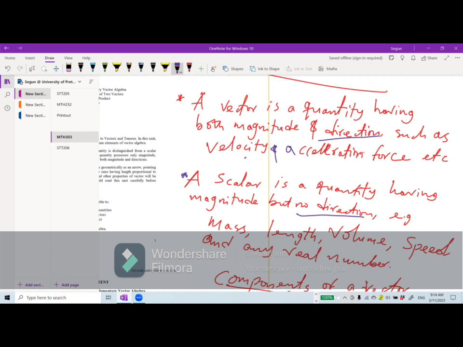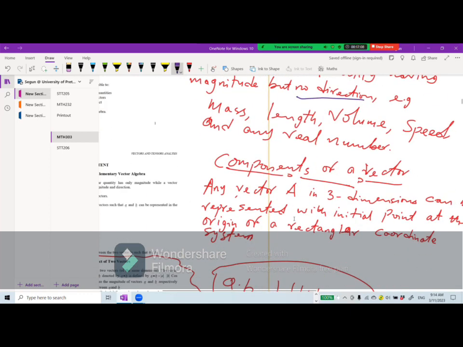So let's look at it. What are the examples of this? We have mass, there's no direction. We have length, volume, speed, real number, and any real numbers, and so on and so forth. But let's look at the components of a vector.